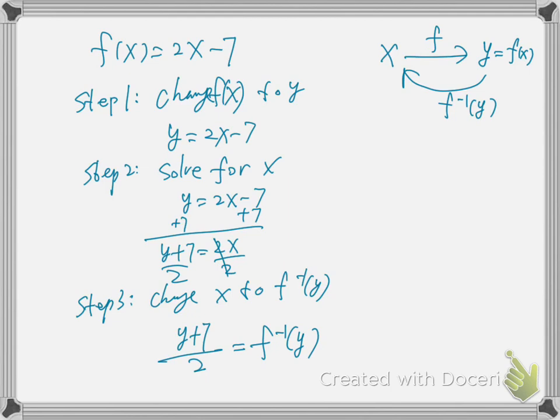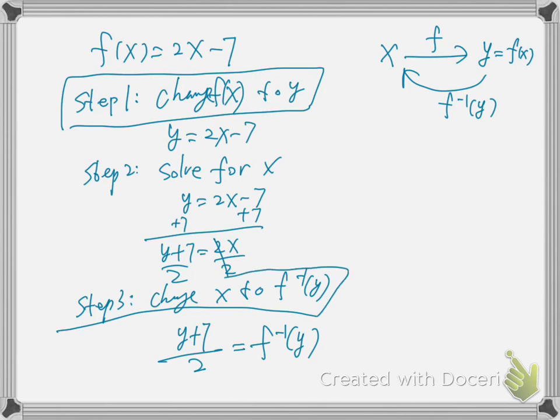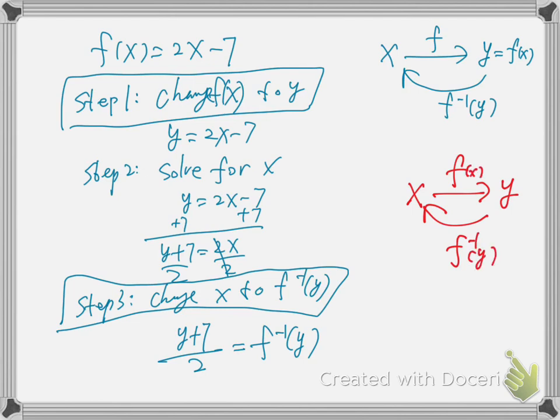Okay, so step 1, change f of x to y, change notation. Step 3, change x to f inverse of y, change notation. So there's no calculation in the beginning and the end, only in the middle, solve for x. It's also easy, but you have to remember what to do. Let me draw this understanding for inverse again. X to y, this is f, and then f inverse sends y back to x.